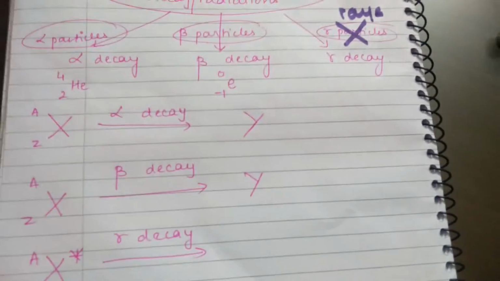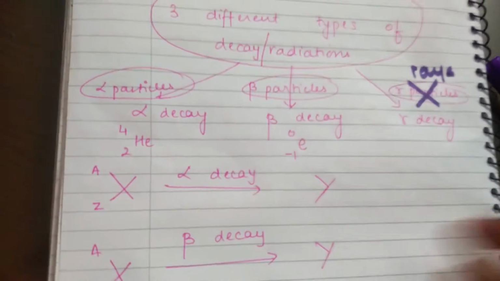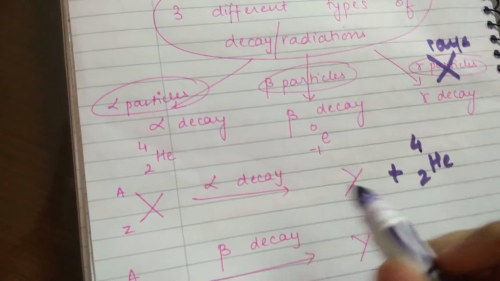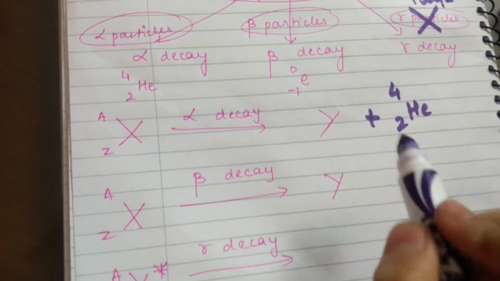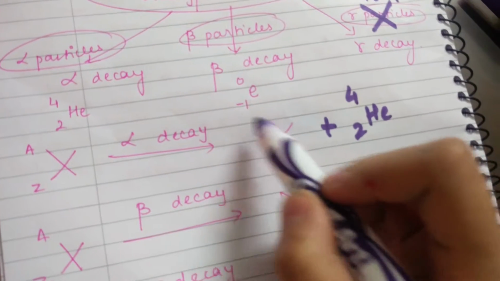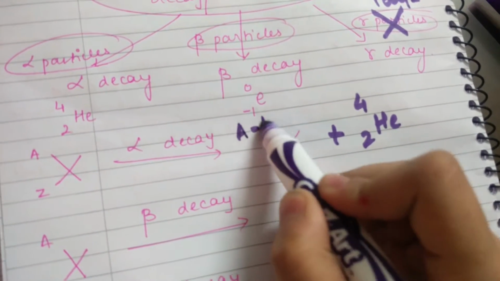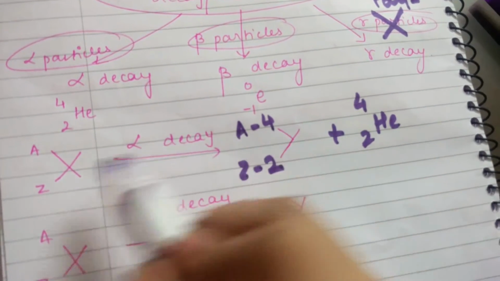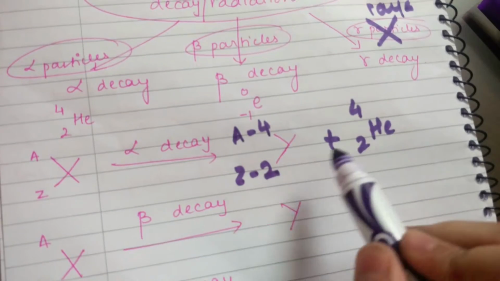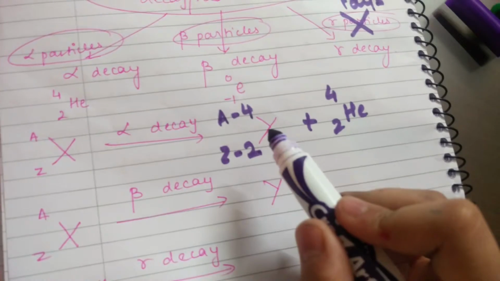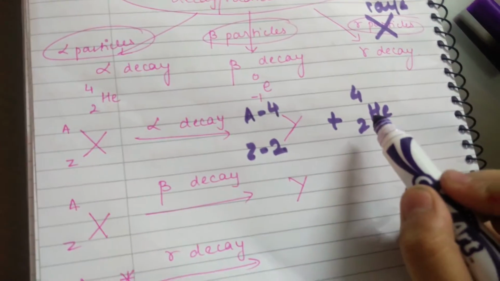So what happens during an alpha decay? Alpha particles are emitted. So you're going to have a helium nucleus being emitted, and you know that on both sides of any nuclear equation, the mass number and the atomic number need to be conserved. So here, if we have 4 and 2, then the new daughter nucleus would obviously be A minus 4 and Z minus 2, because when we add A minus 4 plus 4, we get A, which is on this side, and when we do Z minus 2 plus 2, we get Z, which is on this side. So parent nucleus, daughter nucleus, and the alpha particle.